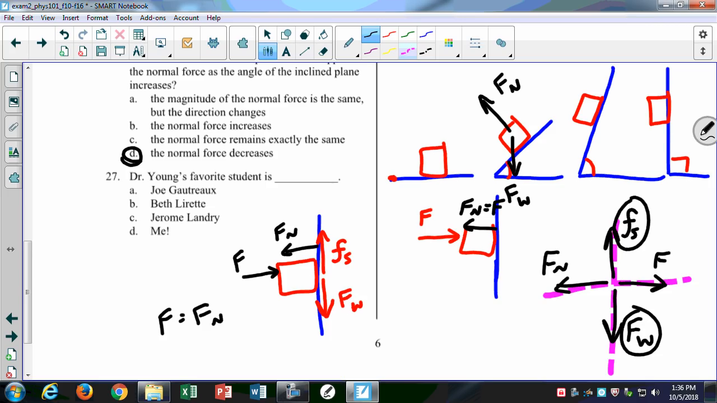I thought the frictional force was always in the opposite direction of the force applied. No. The frictional force is always in the opposite direction of the motion. Here, this thing would tend to move down, so the frictional force is up. It always keeps things where they are. Okay?